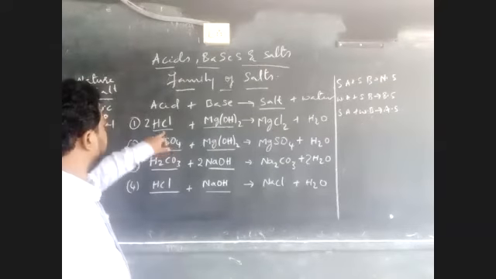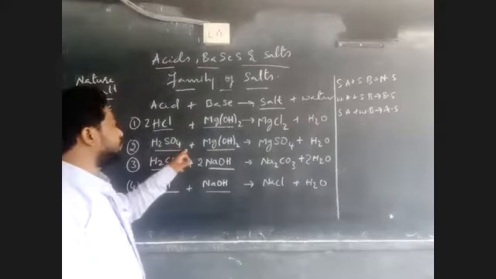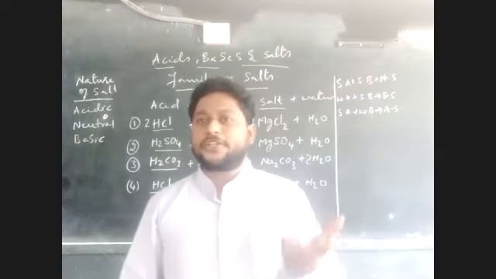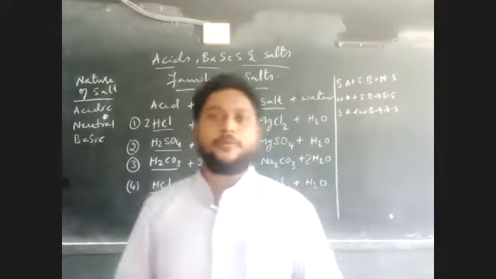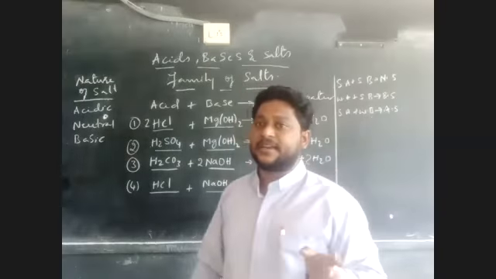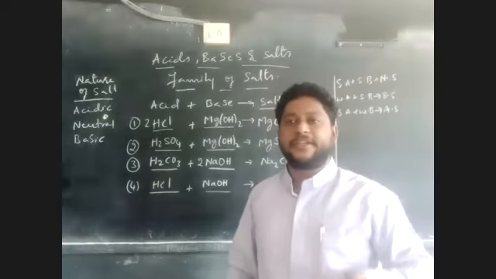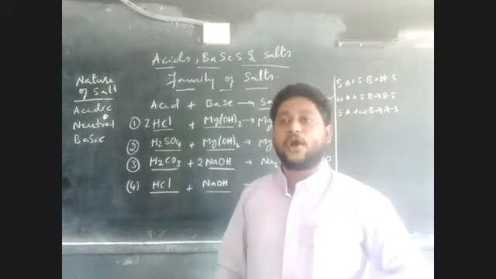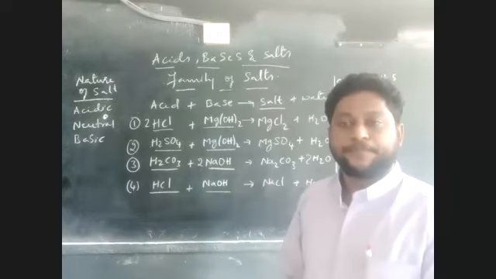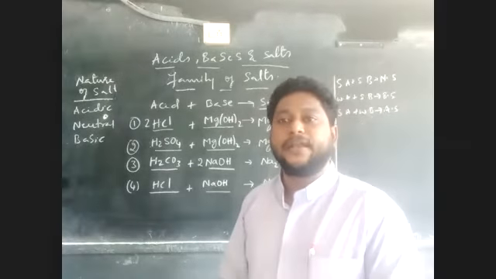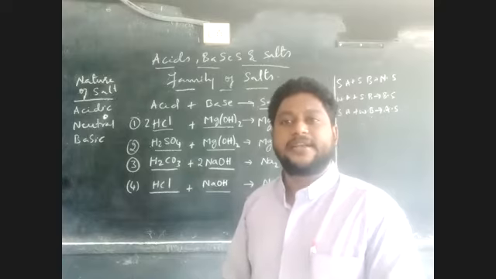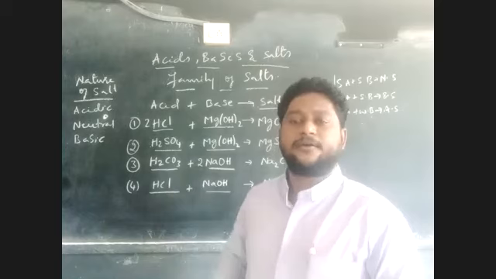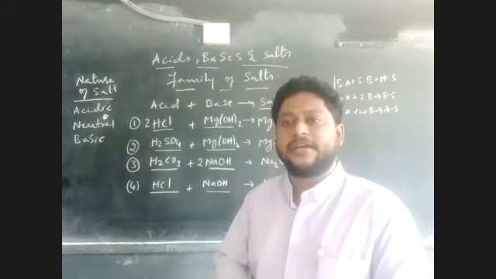Now look at this one. H2SO4 and Mg(OH)2. Magnesium hydroxide, which is not a strong base. In the previous class, we have studied the application of magnesium hydroxide. Magnesium hydroxide is present in the antacid, which is called what? Milk of magnesia, which is present in antacids, Eno. Now it is a weak base.